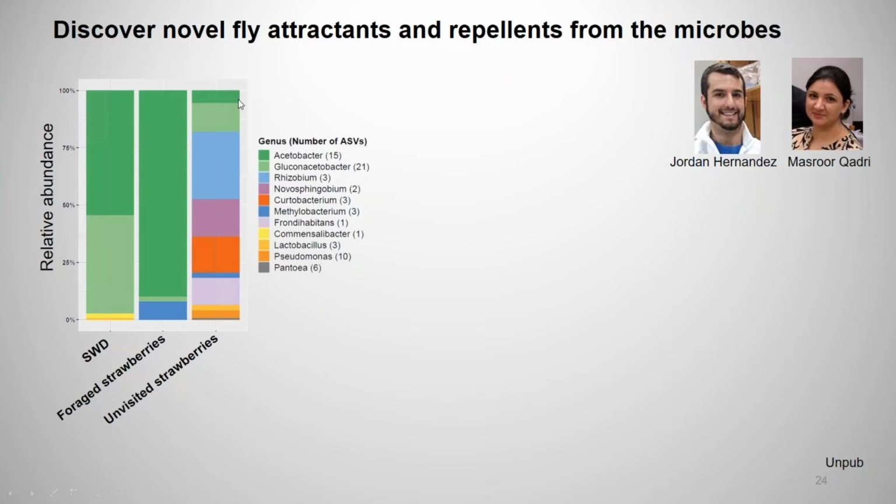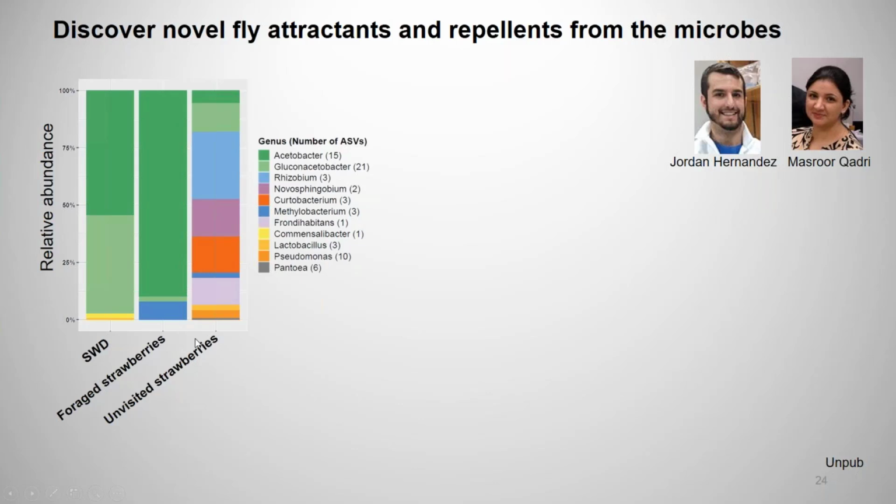One of the observations that leads in that direction was that the microbiome composition of SWD, as shown here, is pretty much dominated by acid bacteria, Acetobacter and Gluconobacter. There are many species of them, but in general these two groups of bacteria dominate the SWD microbiome. We also looked at the microbiome of a strawberry that has not been exposed to or visited by the SWD. You can see that it's pretty diverse. It has all different genera of bacteria present.